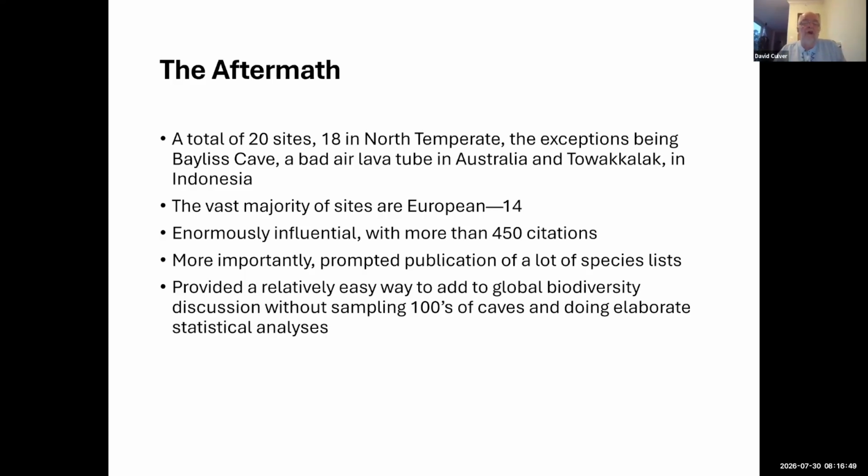The important and very positive thing about this is that it prompted the publication and the creation of lots of lists of species. You might say, why didn't they exist before? Well, because most biologists studied either beetles or millipedes or spiders and didn't do an overall general collection. So it really was not until the invention of Excel that we could actually do this in an efficient way. So it really prompted a lot of work.